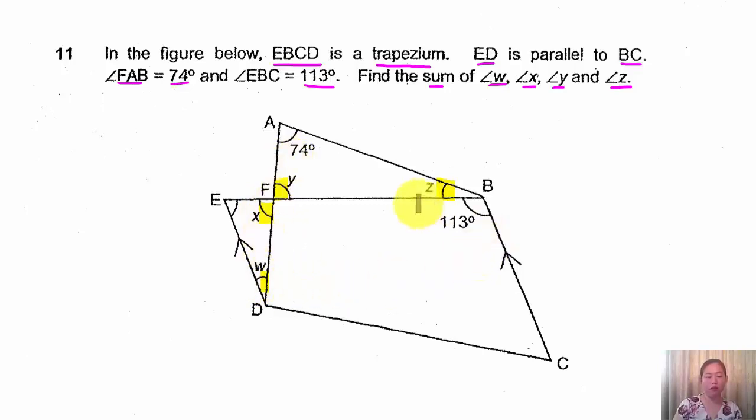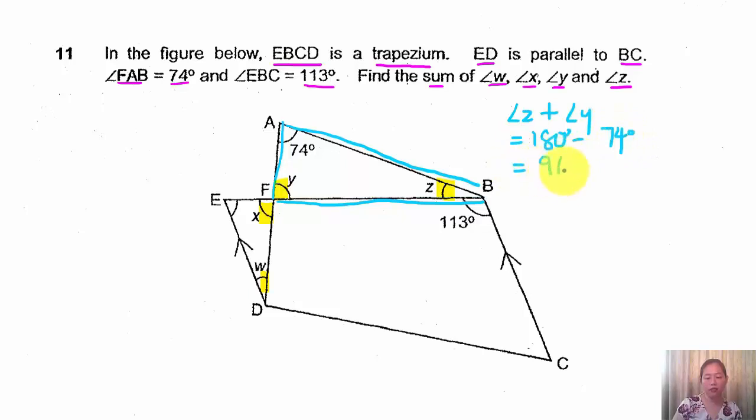Since we have found them, let's try to solve it. In order to find this and this, we know that this is actually a triangle. So we can use angle sum of triangle to find Z and Y. Angle Z and angle Y is equal to 180 degrees minus 74 degrees, and we will get 96 degrees.